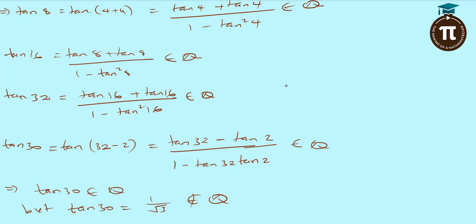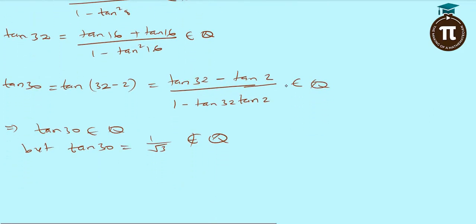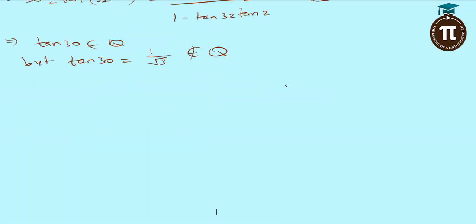So we arrive at a contradiction, because our assumption brought us to tan30 being inside the set of rational numbers, but it is not a rational number. So we arrive at a contradiction, and that means that our assumption is wrong. Thus, tan1 is irrational. Thank you very much.